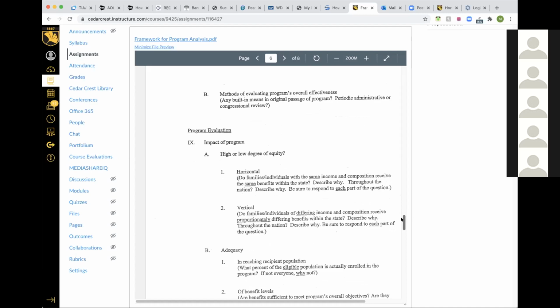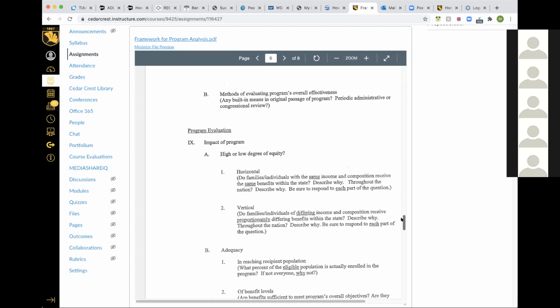Okay, vertical, up and down. Do families, individuals of differing income and composition receive proportionally different benefits within the state? Okay, so let's suppose I got a family in Pittsburgh with 2 kids with the exact same income and all their other circumstances are the same as a family in Philly with 4 kids. So they have different composition. One family has the same income as the other family, but one has 2 kids, one has 4 kids.